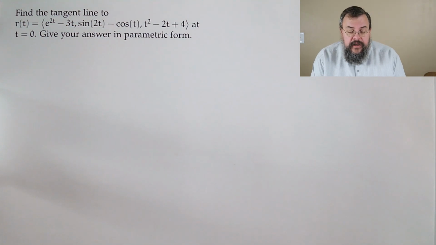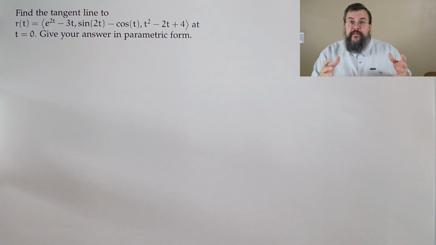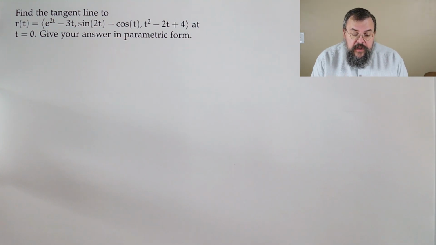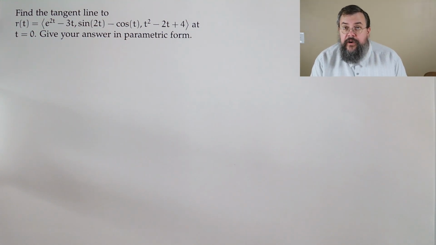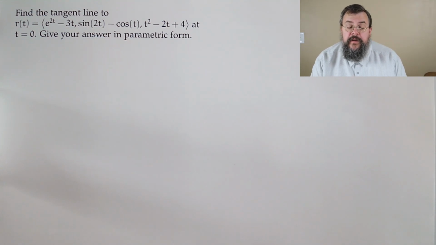Find the tangent line to r of t. So r of t is this vector valued function: e to the 2t minus 3t, sine of 2t minus cosine t, and t squared minus 2t plus 4, at t equals 0. And give your answer in parametric form.